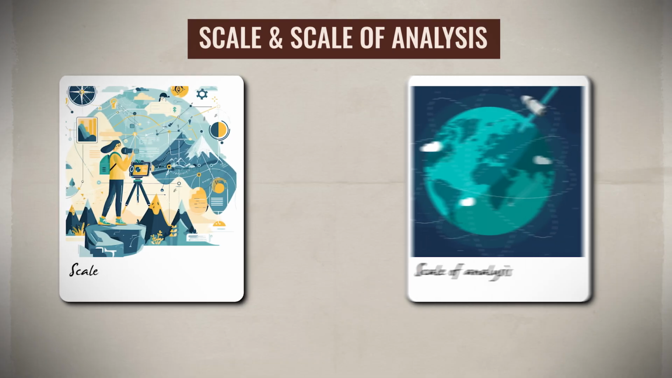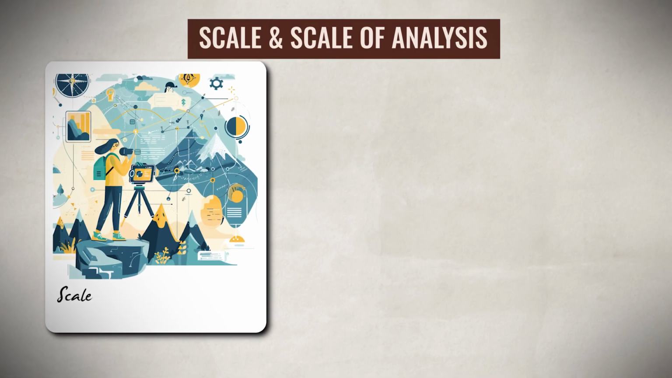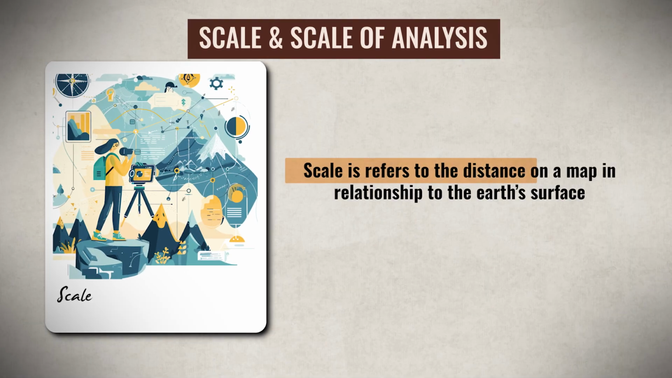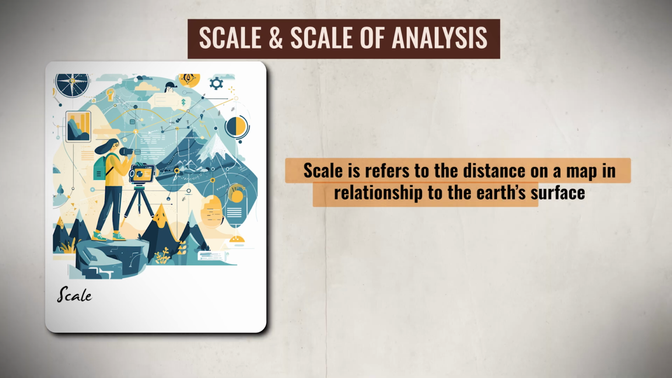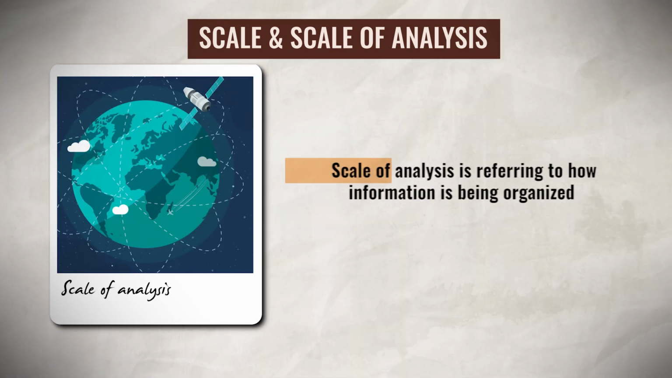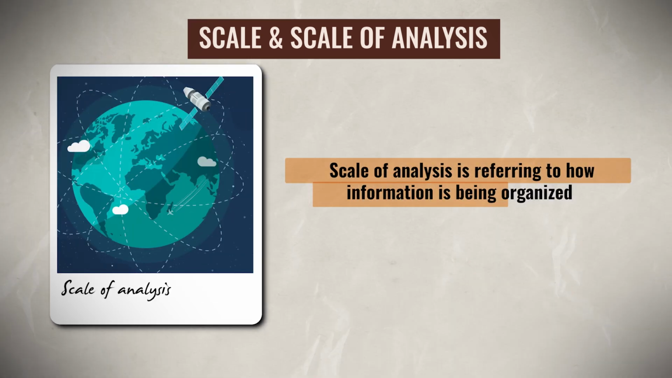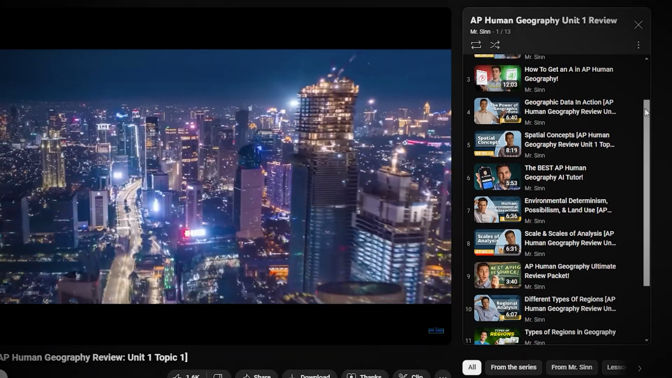First up is one of the trickier concepts, and that is scale and scale of analysis. Remember, when we're talking about scale, we're referring to the distance on a map in relationship to the Earth's surface, while scale of analysis is referring to how information is being organized. Now, in this video, I'm not going to do an in-depth review of all the different concepts. If you like, you can watch my Unit 1 summary video or the topic videos on YouTube. Instead, I'm going to focus on how these concepts may appear on your test.